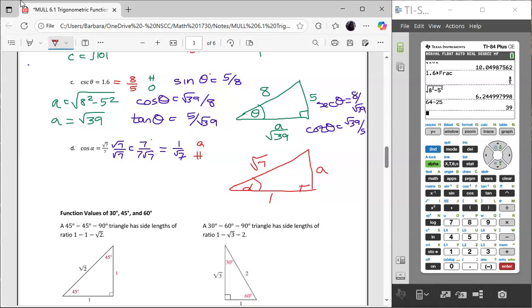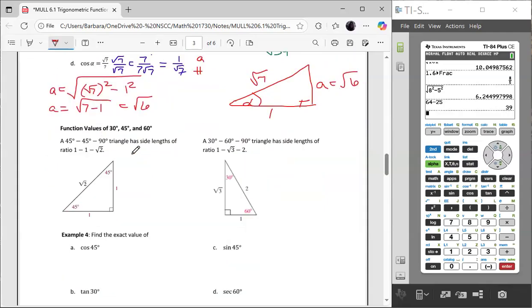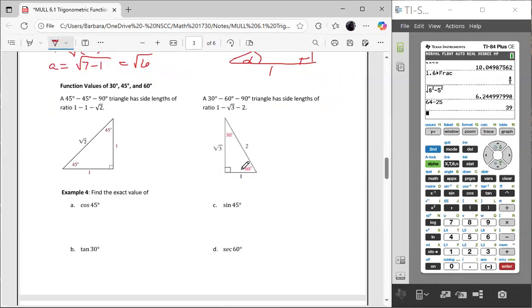Using the Pythagorean theorem, A is equal to the square root of square root of 7 squared minus 1 squared, which is equal to square root of 7 minus 1, or the square root of 6. And then you can find the rest of the trig functions. I think I'm just going to go ahead and skip down to our special triangles.